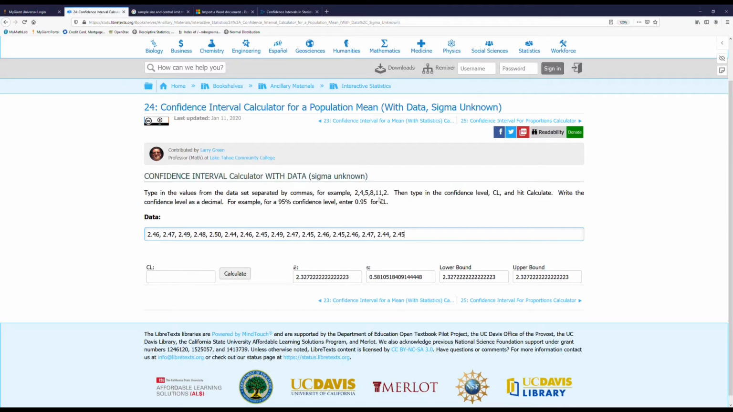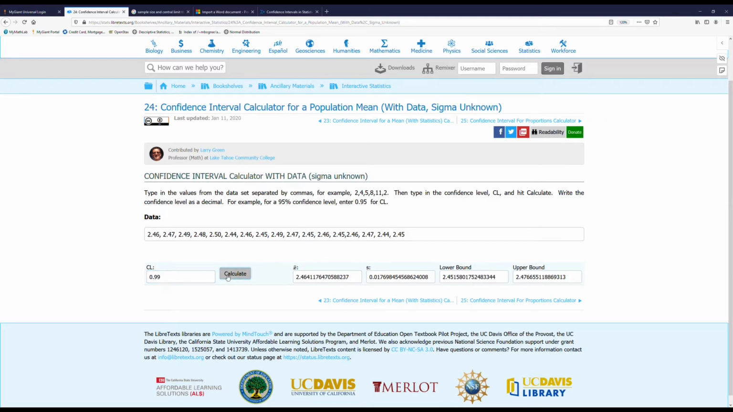If you are going to do this problem on the computer, make sure you select the calculator that says confidence interval with data. Make sure you select the one that says with data since we're entering a set of data values. Make sure you enter the data separated by a comma, and I have already done that here. We want to calculate a 99% confidence interval, so enter 0.99 for a 99% level of confidence.